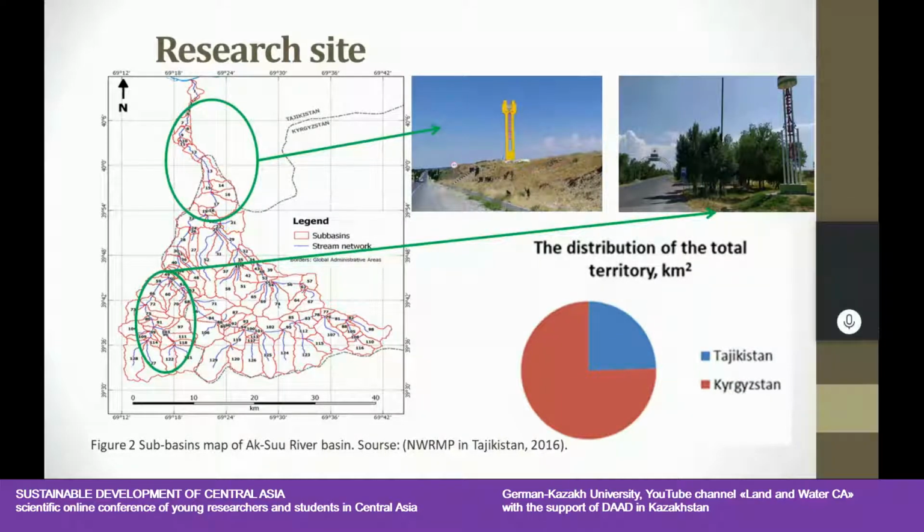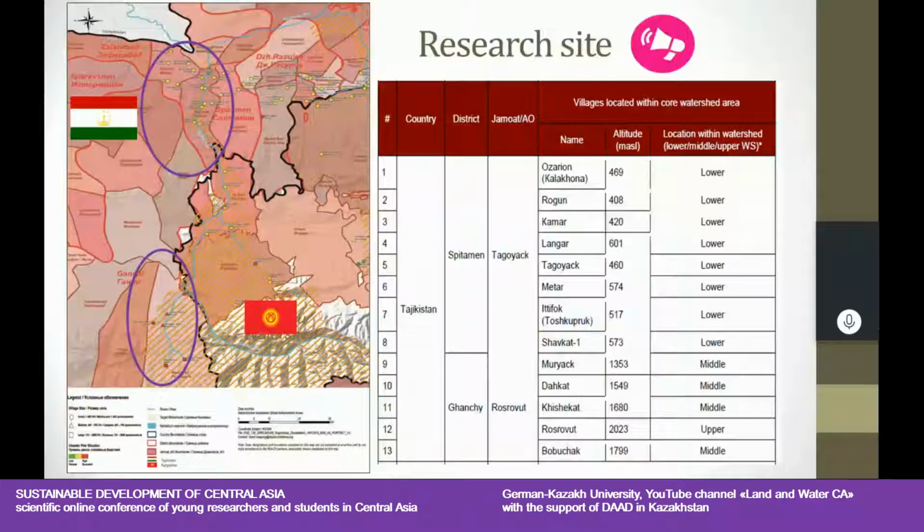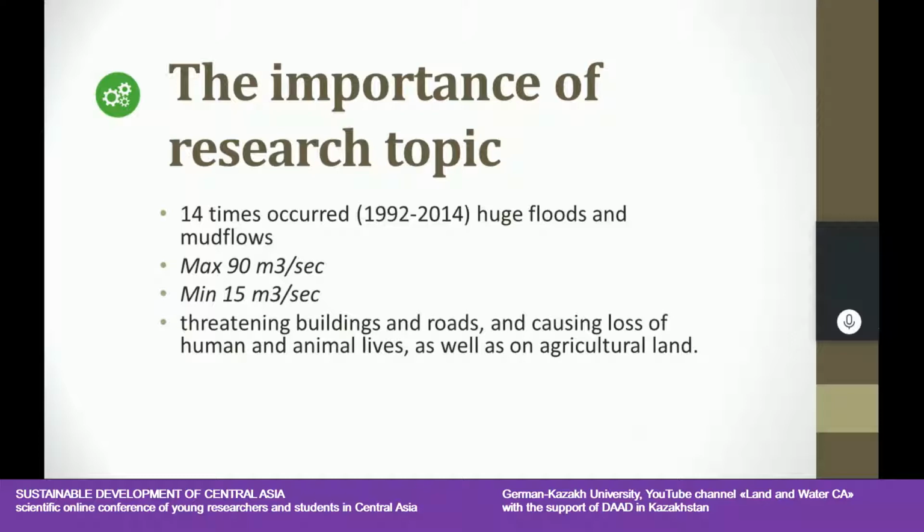So the upper part is Ganchi or Devashti district, and the lower part is Spitamen district. So this research site includes some jamoats. There are three jamoats: Tagoyak, Rosrovut, and Metk. And all of these jamoats are divided into several villages. If we talk about the Tajik part, about 14 villages are included in this study area.